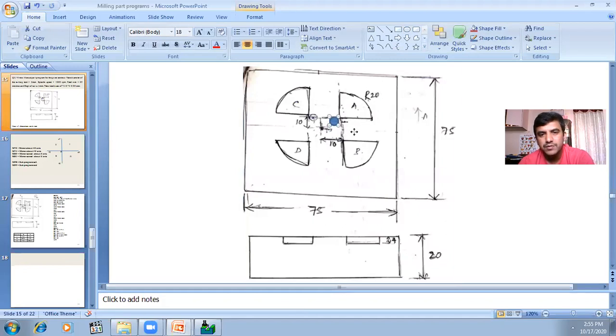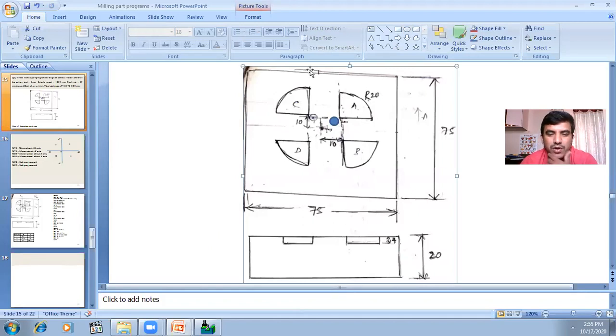Now the first position of the cutting tool is here. Suppose, for example, study the geometry first. It is 75 mm, 75 mm, and thickness is 20 mm. Whatever dimension is given, from the center of the workpiece, how much is it here? 10 mm. Height also 10 mm. And what will be this arc here? Arc radius 20 is given.